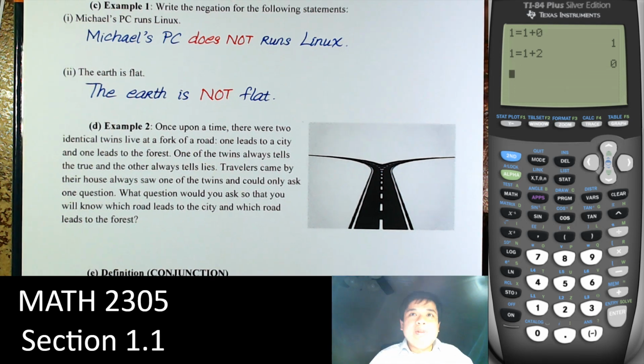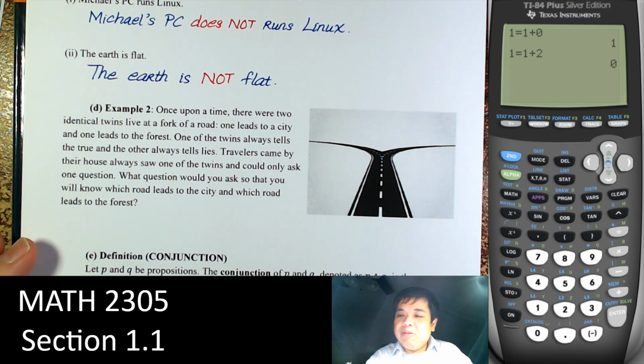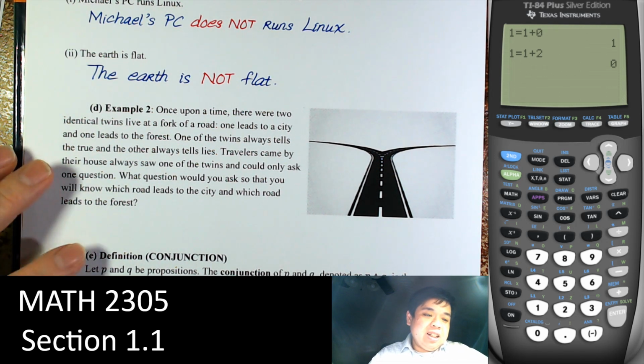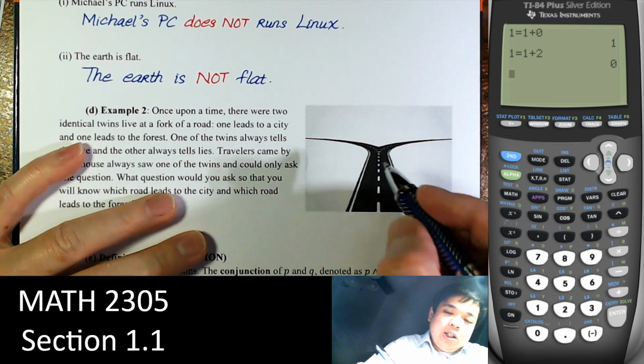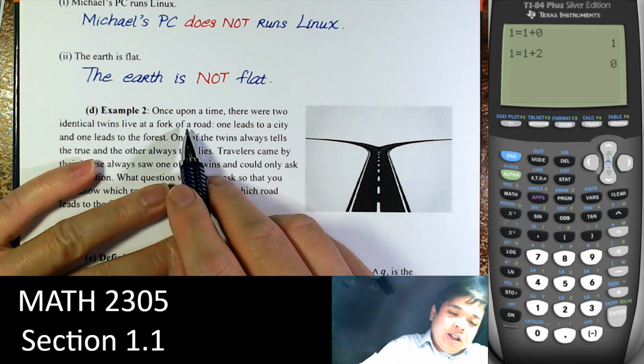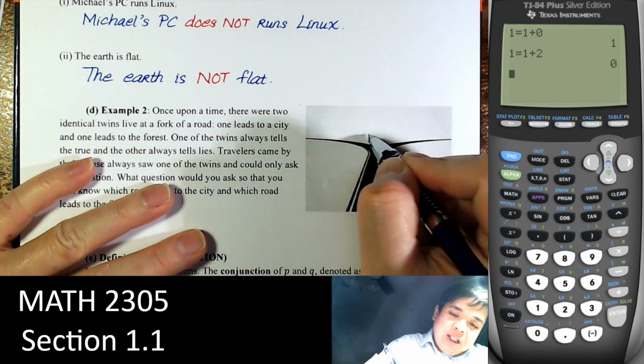Now we have a little interesting problem here. It says that once upon a time there were two identical twins who live at the foot of the road. So this is like their little house here.